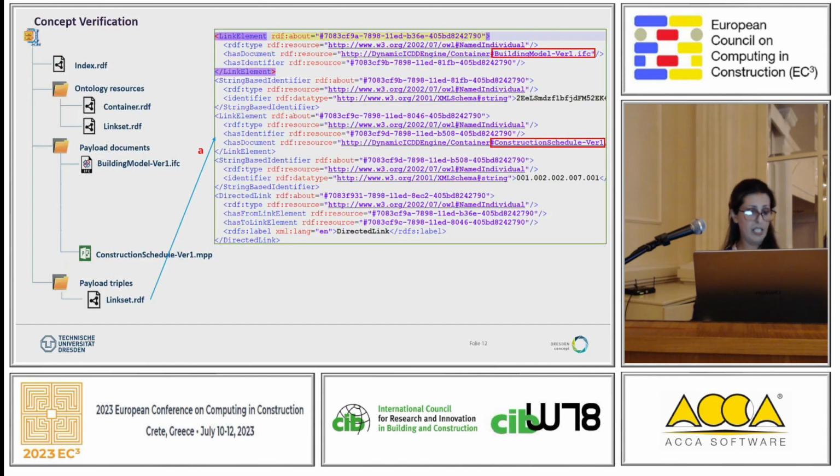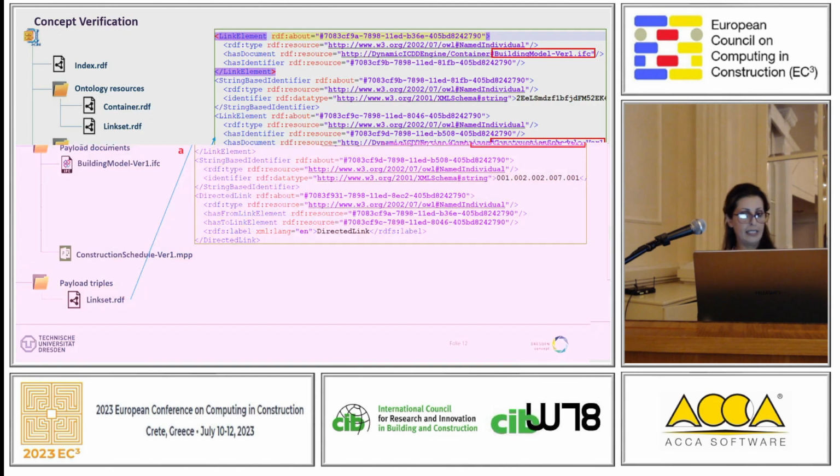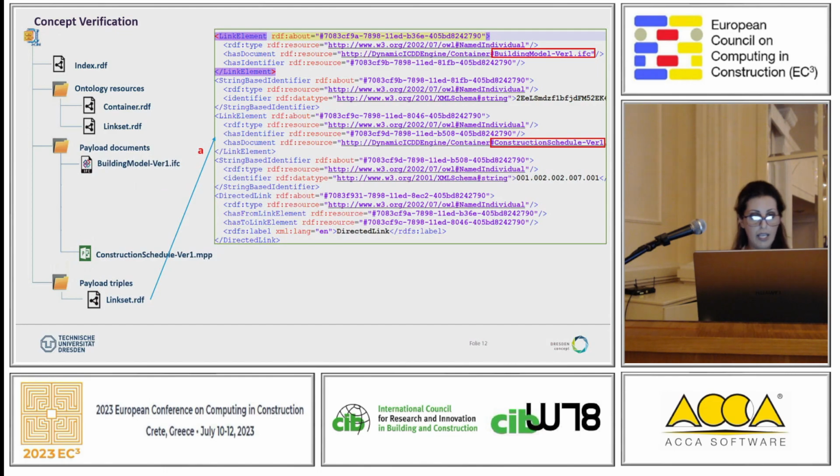For approach verification, I created a small example of a container containing just two documents, the building model and the construction schedule. I created links between the elements inside them using direct links. And as you see here on the left side, a copy of the link set file showing the link between the two documents for just one link, which is a wall.